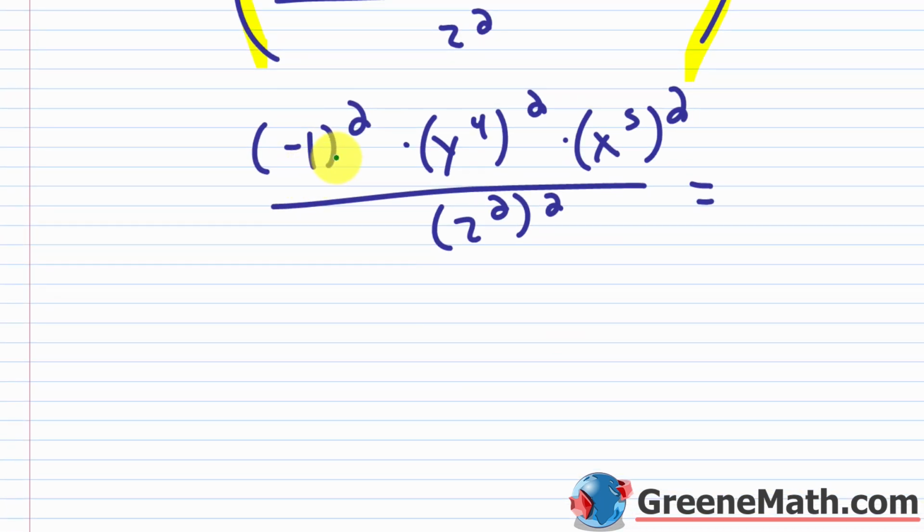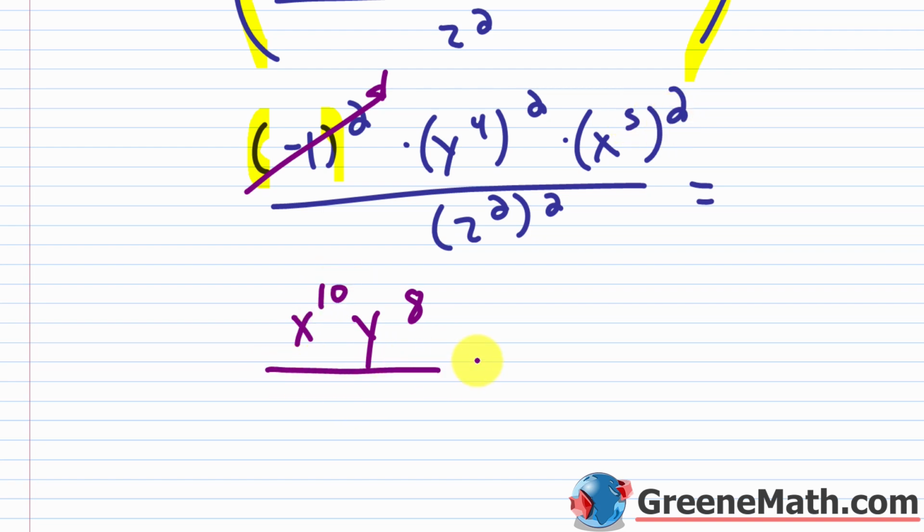So what is negative 1 being squared? Well, again, this is wrapped inside of parentheses, so that's positive 1, right? So if you want, you can just cross that out. That's going to be positive 1. Y to the fourth power being squared, well, y stays the same. 4 times 2 is going to give you 8. Then x to the fifth power being squared, x stays the same. And then we're going to multiply 5 times 2, that's going to give us 10.